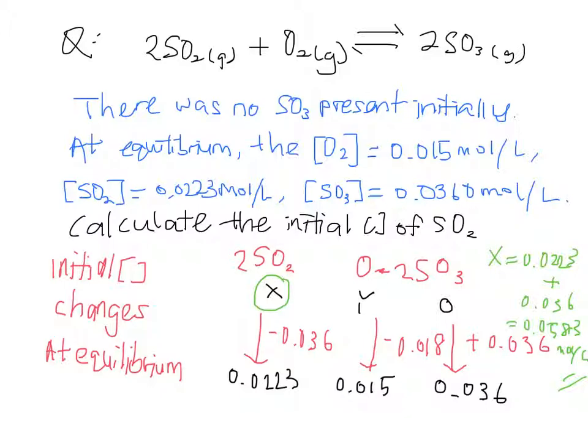If you would also like to find out the oxygen's initial concentration, it will be equal to 0.015 plus 0.018. Okay, that's the end of this video. I would like you to read more about this before we move on to the next chapter, which is Le Chatelier's principle. Thank you.